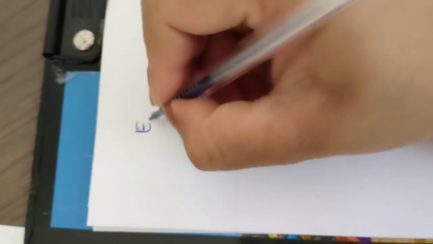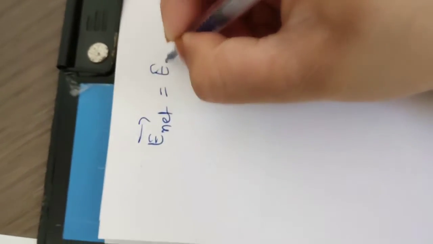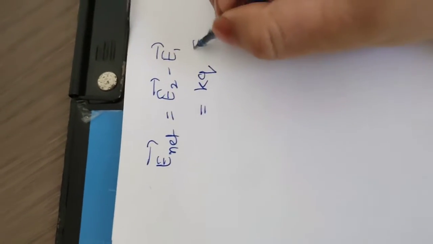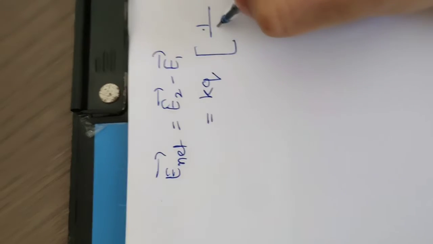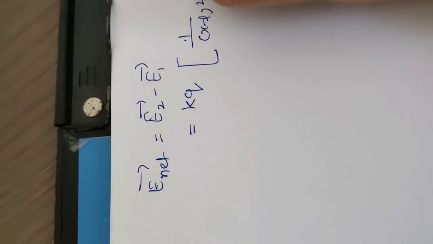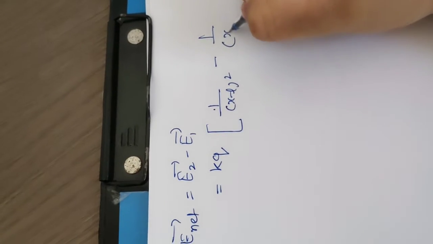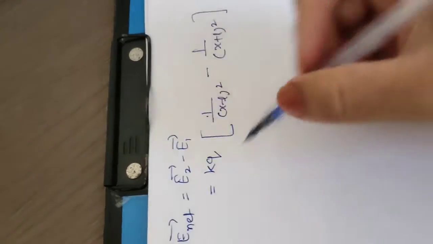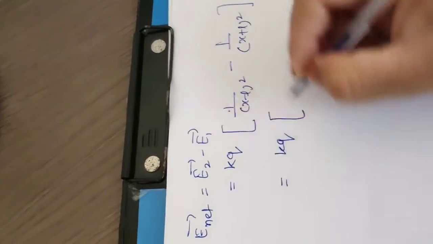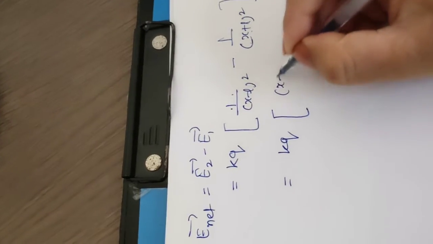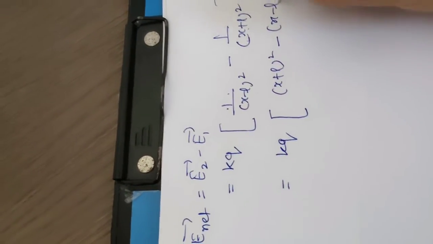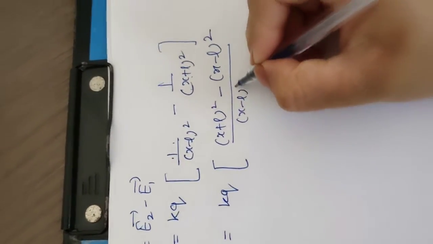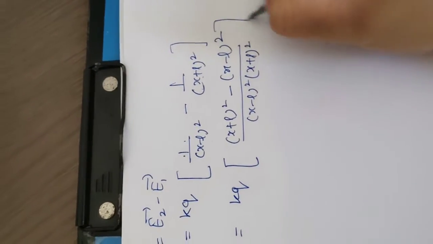We will get that E net, which is equal to E2 minus E1, will be K into Q, we can take common, upon x minus L whole square minus 1 upon x plus L whole square. Now it's very simple maths, taking LCM. This will be multiplied by 1, x plus L whole square minus x minus L whole square upon x minus L whole square into x plus L whole square.